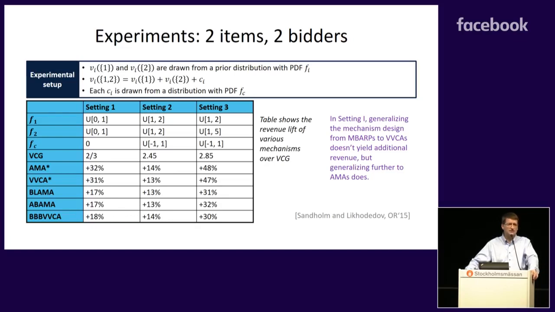Now, you were asking about revenue. Yes, even in two item settings, you can get higher revenue with randomized mechanisms. Now, we don't really have a good space of randomized mechanisms to optimize over, like we have the affine maximizers here or VCAs, but the theory that we'll talk about later in this tutorial applies to randomized mechanisms as well. Should we take one more question? Let's take one more question in the red shirt there.